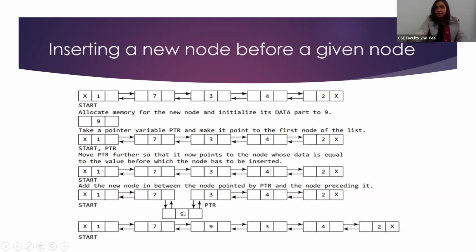So which joining should you do first? This address is already stored in the variable called pointer, so this joining you will do first, because this address is not stored anywhere else. So how will you do this joining?